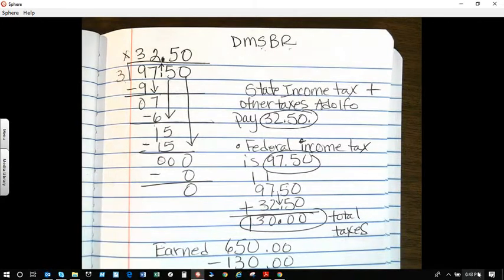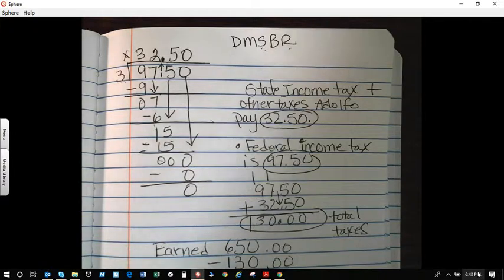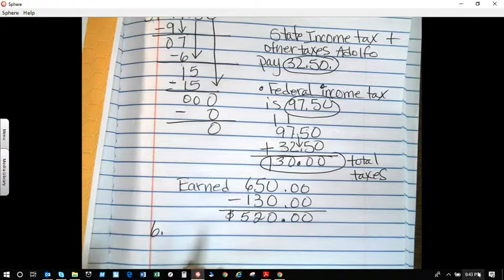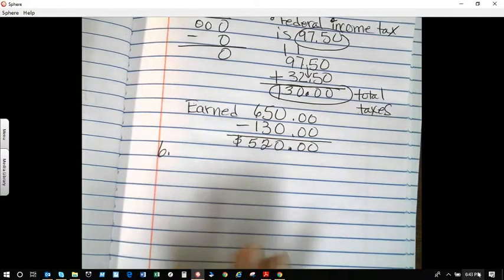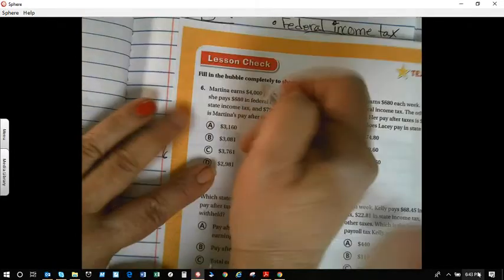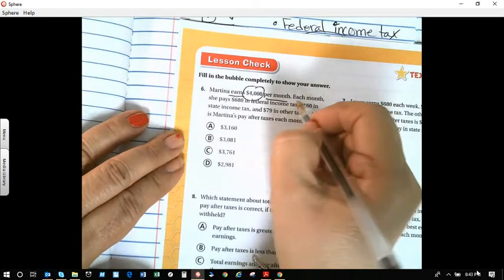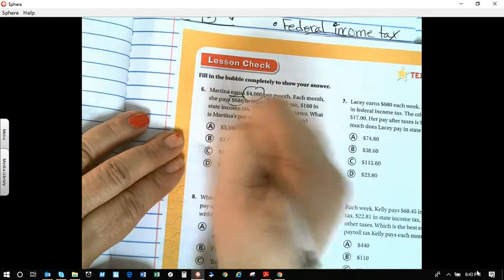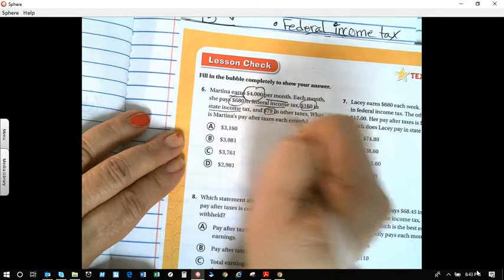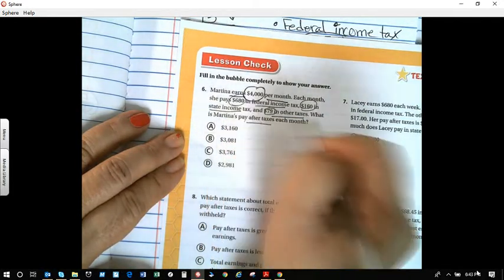All right, let's move on to the next one. Number 6, because we only have 6 more problems to go. All right, so number 6. I'm going to place this right here so we have room. Martha earns $4,000 per month. So this is how much she earns per month. So she's got a pretty good income. Each month she pays $600 in federal income tax, $160 in state income tax, and $79 in other tax. What does Martha pay after taxes each month?